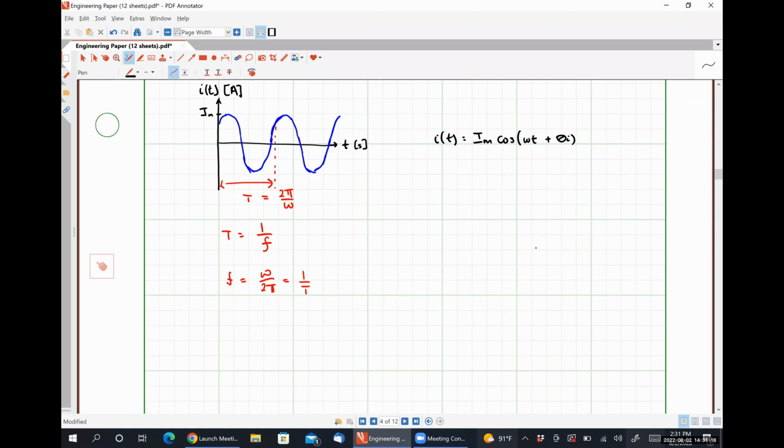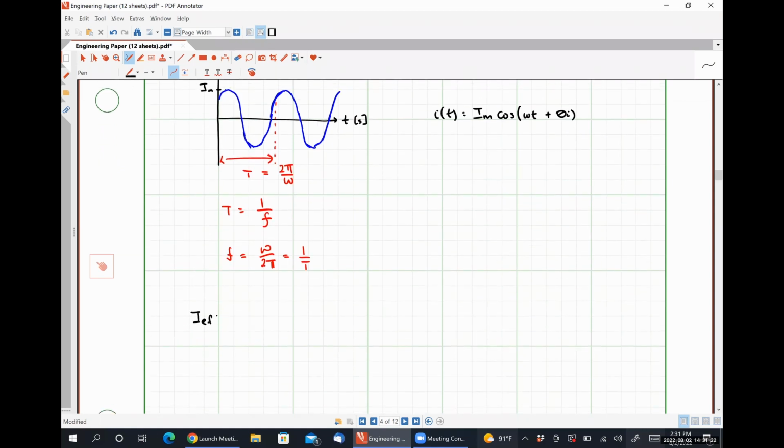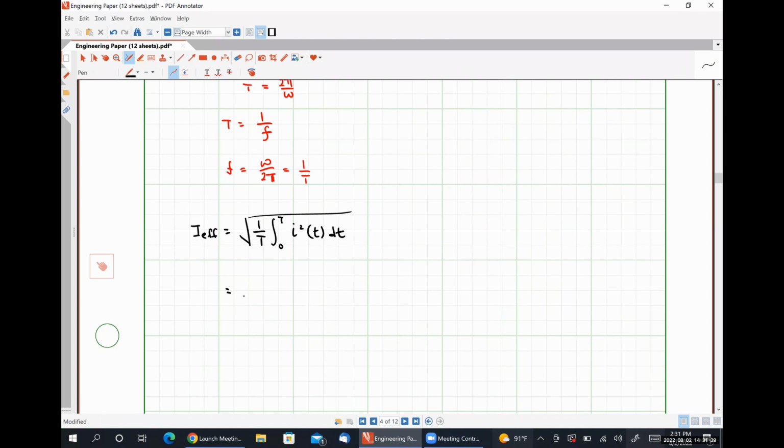So our effective value equation, I effective, is going to be the square root of 1 over T, the integral from 0 to T of i squared of t, which is going to look like 1 over T is omega over 2 pi times the integral from 0 to 2 pi over omega of 1/2 Im squared plus 1/2 Im squared cosine of 2 omega t plus twice theta I dt.